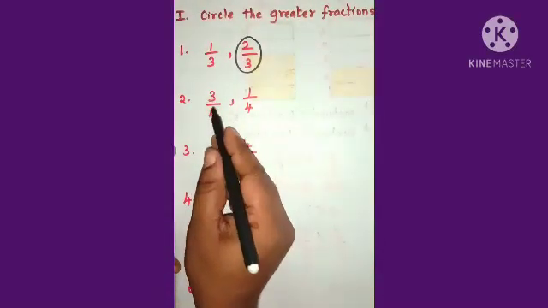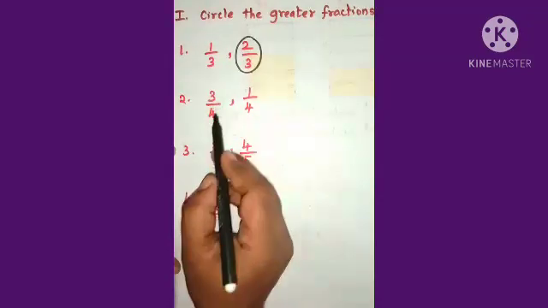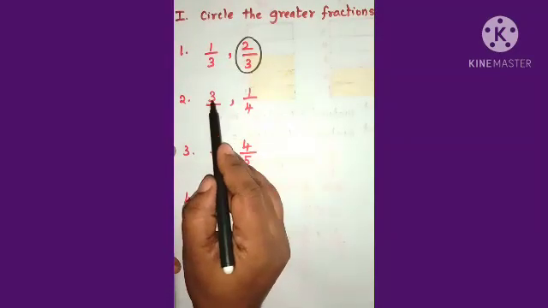And see here 3 by 4, 1 by 4. Here compare the numerators 3 and 1. Which is the greater value? Yes, it is 3.